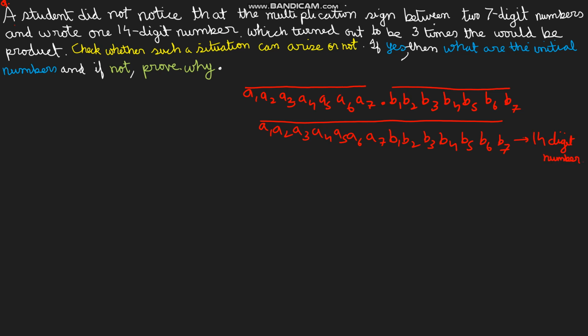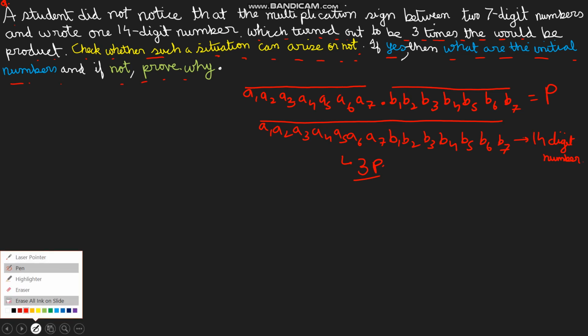Right? Which turned out to be 3 times the would-be product. Let this product be P, so this is 3P. Now, what does the question say? Check whether such a situation can arise or not. If yes, then what are the initial numbers? And if not, we need to prove why. This is what the question says.